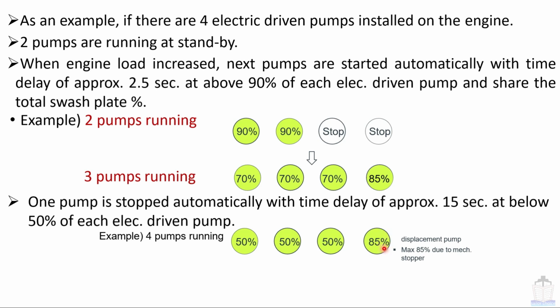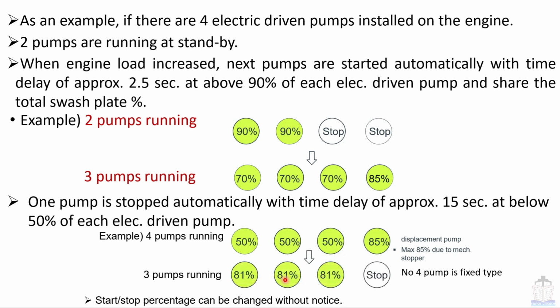This 4th pump has a mechanical stopper, that's why it cannot go beyond 85% of load, and it is also fixed type. As I have stated before, it cannot run at lower or higher load; it will run at 85% fixed load. So when the load goes below 50%, the 4th pump will stop automatically and the total swash plate angle will be shared equally by the 3 pumps.